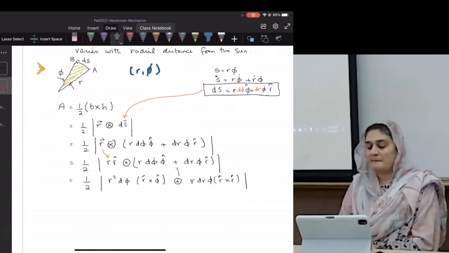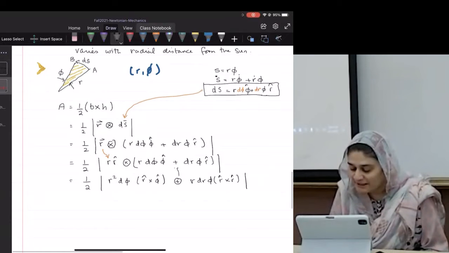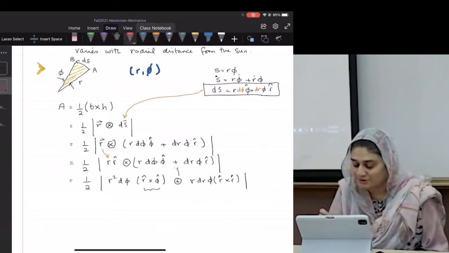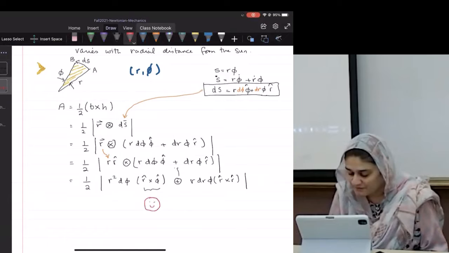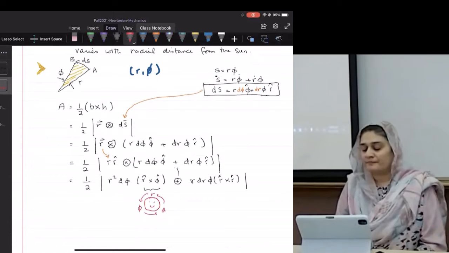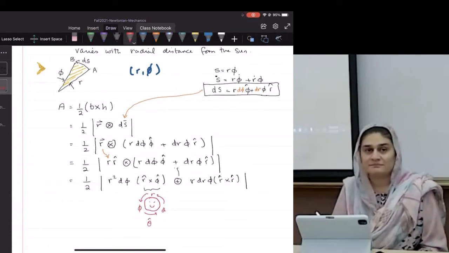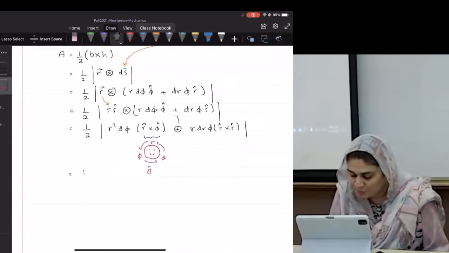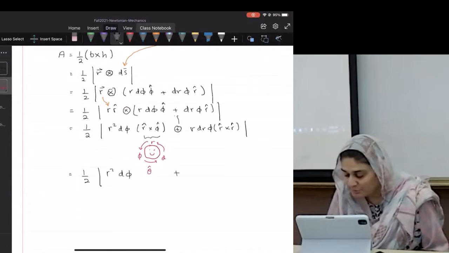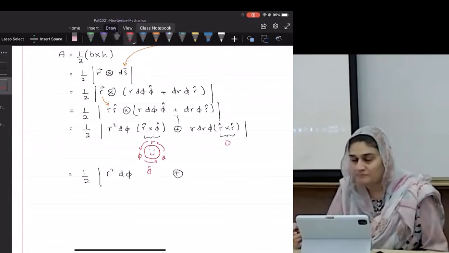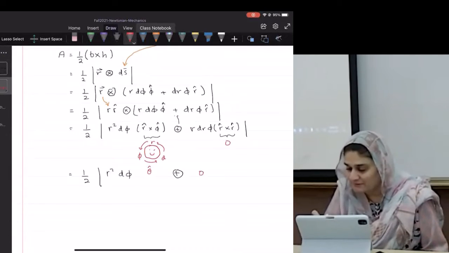So far so good? What is r hat cross φ hat? It's θ hat. So what is r cross φ? θ. I can rewrite this as 1/2 r squared dφ θ plus, what is r cross r? 0. Plus 0, right?